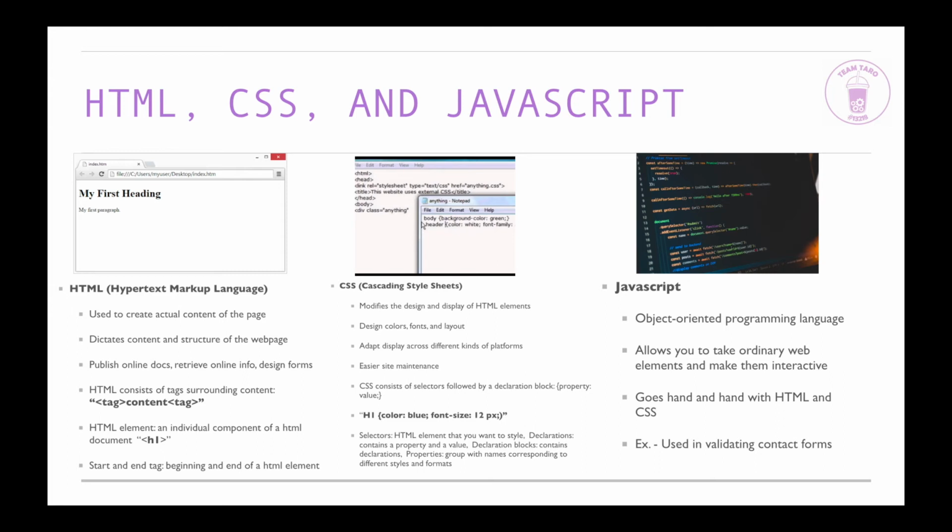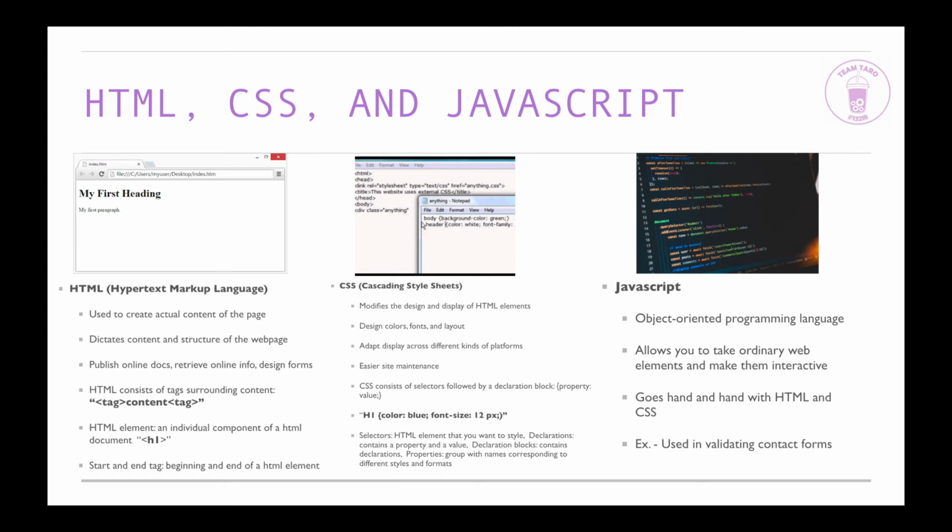So, moving on to CSS. CSS stands for Cascading Style Sheets. I love CSS so much. Before I jump into that, what does CSS do? It modifies the design and the display of HTML elements. So for example, if you wanted to not have the black default color of your header, you can instead replace that with green using CSS.